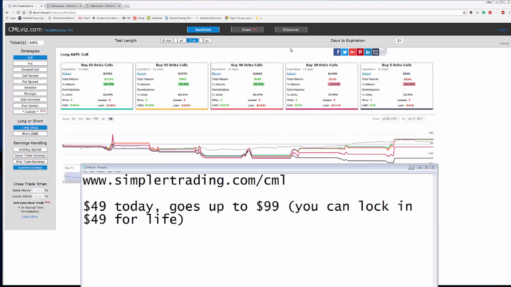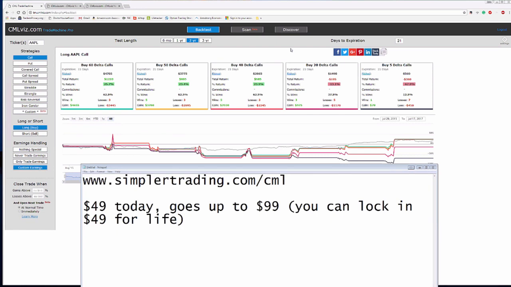And it can be as simple as saying, wow, if I would just buy delta 70 calls 21 days out instead of delta 30 calls 7 days out, my returns just tripled, right? And this is an extreme example. I think if any of you have been trading options for any length of time, you know that just buying calls, you're missing out on a lot of the fun that options trading can provide.